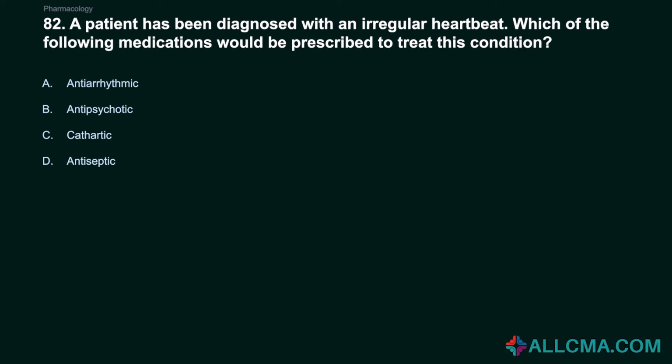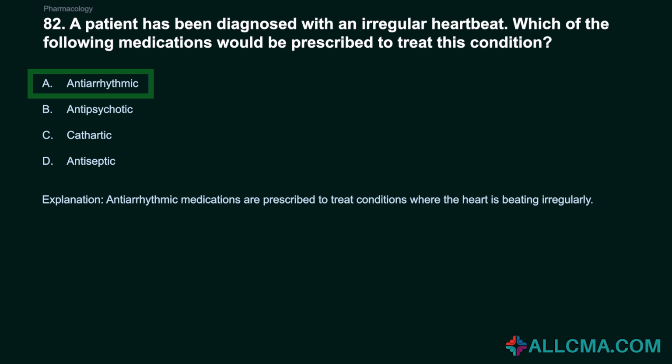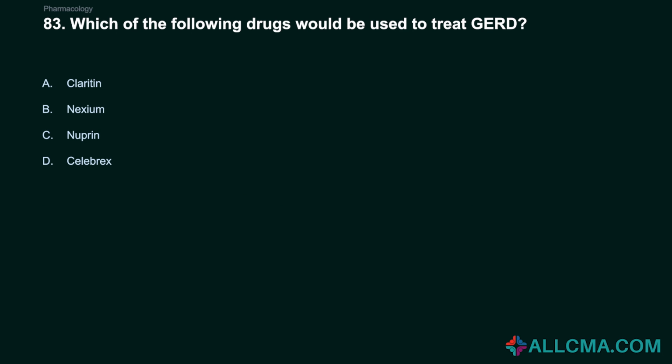82. A patient has been diagnosed with an irregular heartbeat. Which of the following medications would be prescribed to treat this condition? A. Antiarrhythmic. B. Antipsychotic. C. Cathartic. D. Antiseptic. Correct answer: A. Antiarrhythmic. Antiarrhythmic medications are prescribed to treat conditions where the heart is beating irregularly.